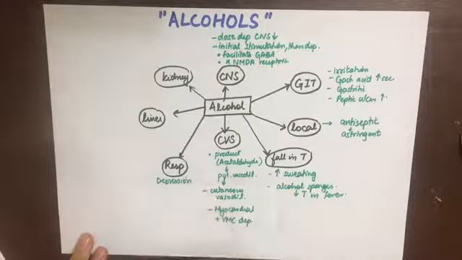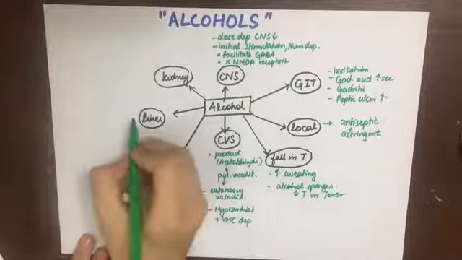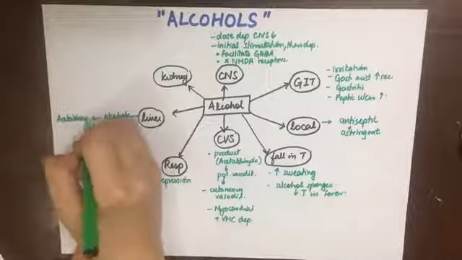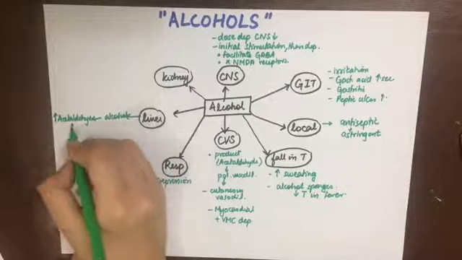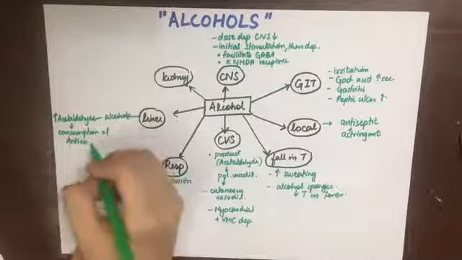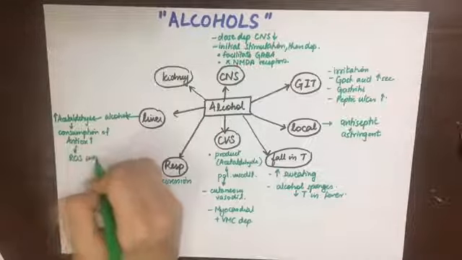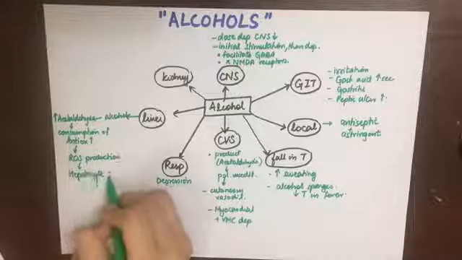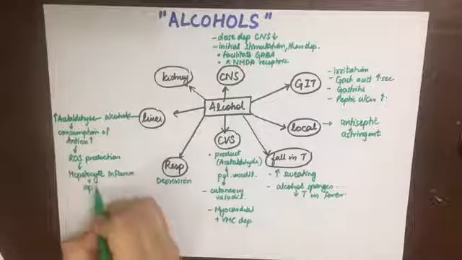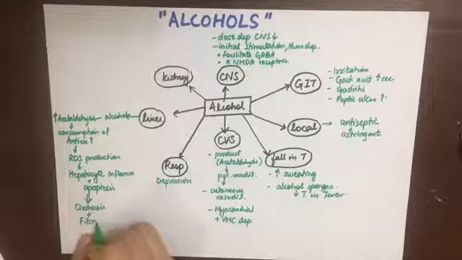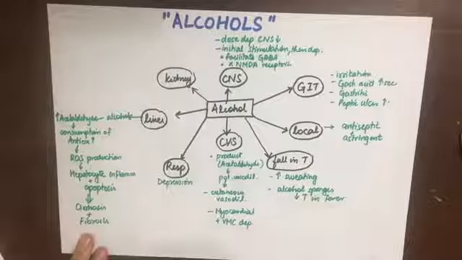In the liver, when alcohol is metabolized into acetaldehyde by the enzyme alcohol dehydrogenase, the increasing level of acetaldehyde causes consumption of the antioxidants and also leads to production of reactive oxygen species. This leads to hepatocyte inflammation and apoptosis, leading to cirrhosis and fibrosis. That's why alcoholics have a cirrhotic liver. On the kidney, it inhibits antidiuretic release, leading to diuresis.